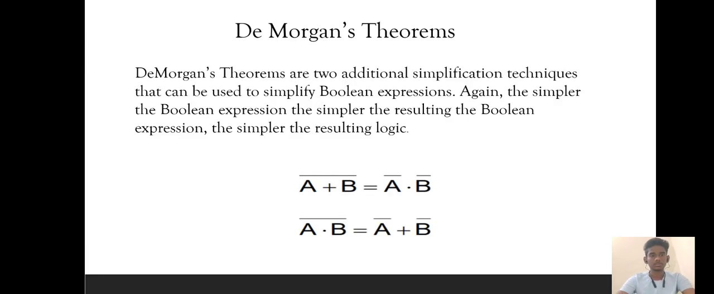De Morgan's theorems are two additional simplification techniques that can be used to simplify Boolean expressions. Again, the simpler the Boolean expression, the simpler the resulting logic. A plus B whole bar is equal to A bar dot B bar. A dot B whole bar is equal to A bar plus B bar.